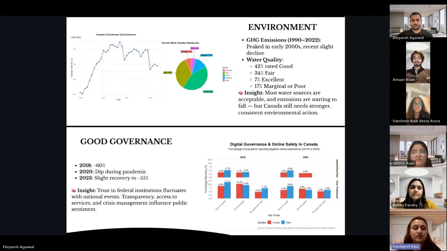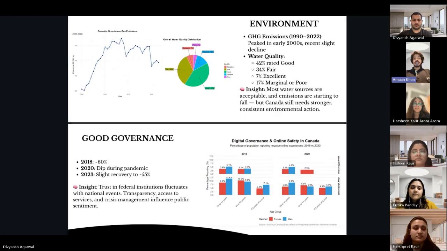Moving next to the governance. Okay, I'll now walk you through the good governance in detail. So, what do we mean by good governance in the context of Canada's quality of life? This dimension focuses on the level of trust Canadians have in the federal institutions, trust that is deeply influenced by how the government communicates, how transparent it is, how accessible services are and how it handles crises.